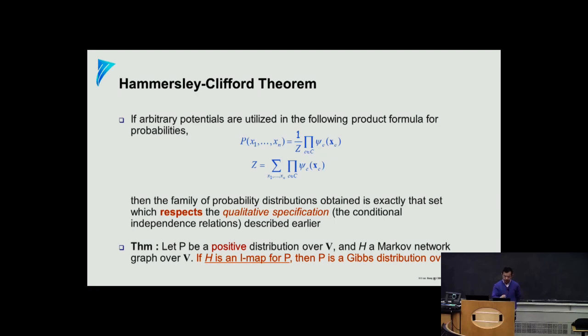if you are using arbitrary potentials to formulate a distribution according to a graph such as H, then this particular form of the distribution is the only way to write proper distributions on that graph. That's the kind of guarantee that you can have. For any positive distribution over V, and H is a Markov network over V, if H is an I-map for P, then P takes this form only.